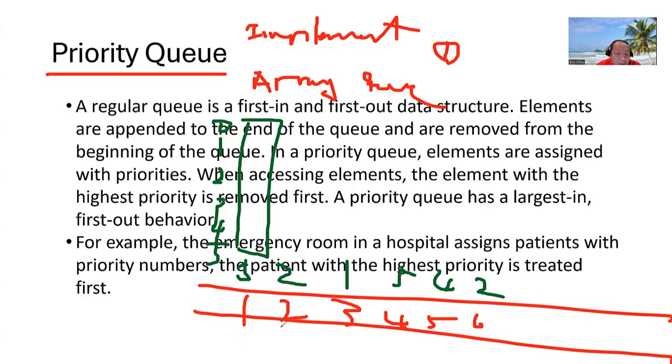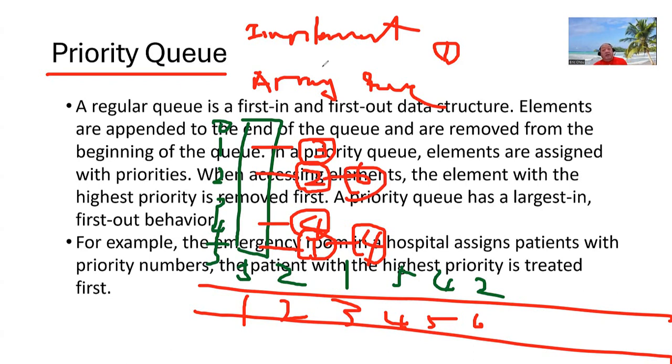So number 1, the first one that arrived, is level 5, so you put 1 here. The next one is level 2, so you put 2 here. The third one to arrive is level 1, so you put it in the level 1 queue here. Then 4 is level 5, so put it here. Number 5 that arrived is level 4, so you put it here. And then number 6 is level 2, so put 6 here. So this is the kind of priority queue.